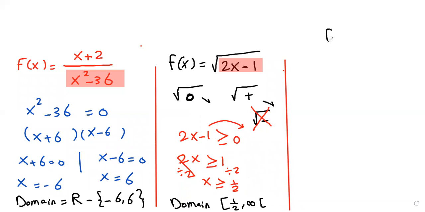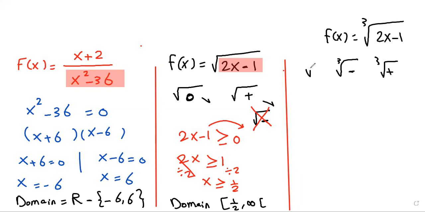What if I write f of x equal the cubic root of any expression, like 2x minus 1 again? We can find the cubic root of any positive value, the cubic root of any negative value, and the cubic root of 0. So in this case, the domain equals R.